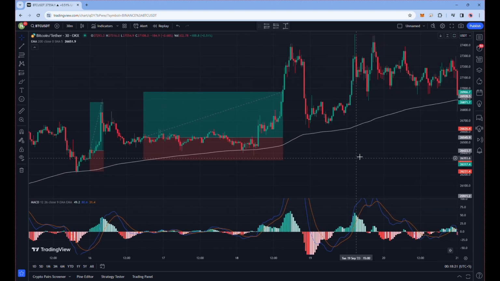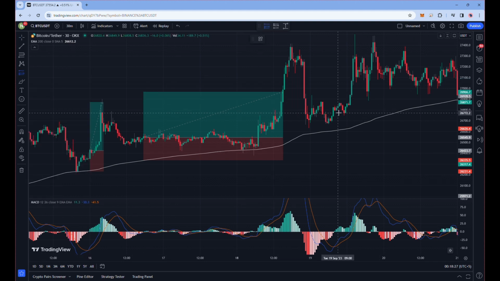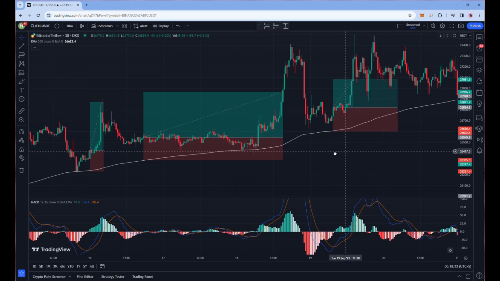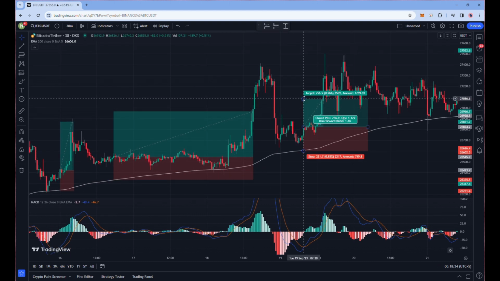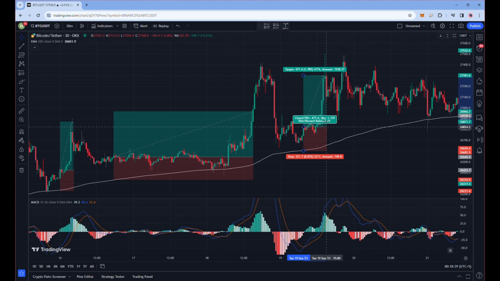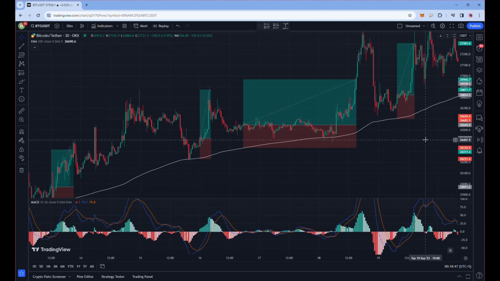Now we move further on the chart to take the next entry. As you can see, all the conditions are met again. So we open a long position here, keeping our stop loss below the EMA line and targeting profit at 2 times the risk. Another win trade. That's how we take successful long positions on this strategy.